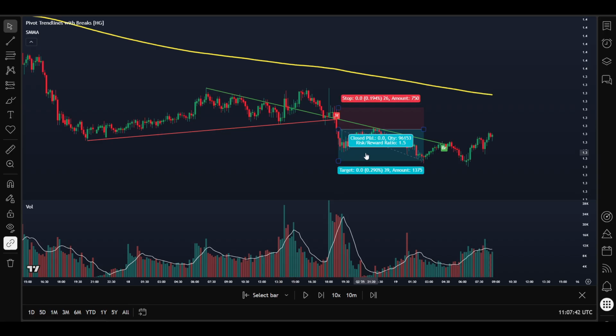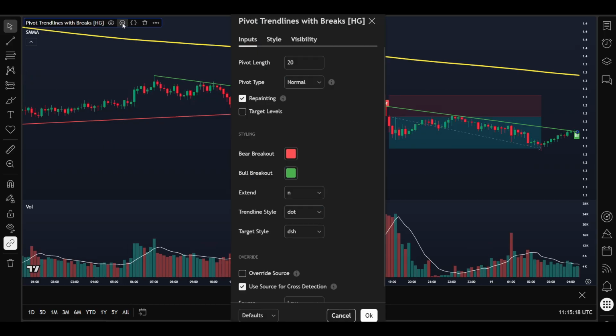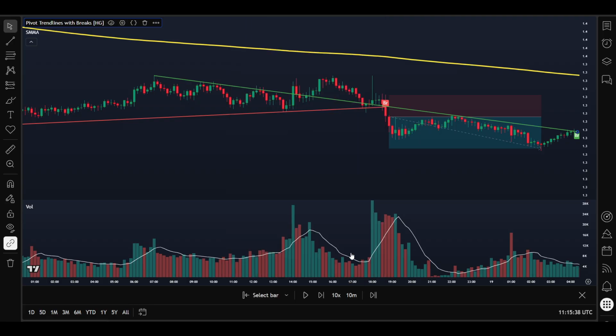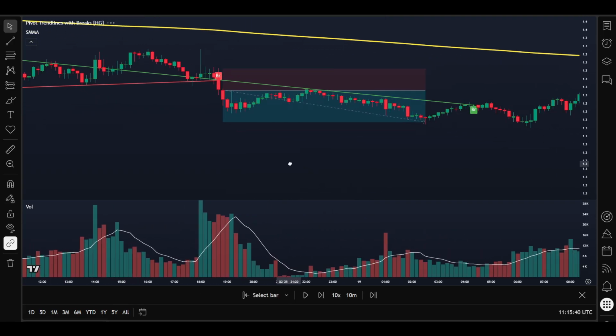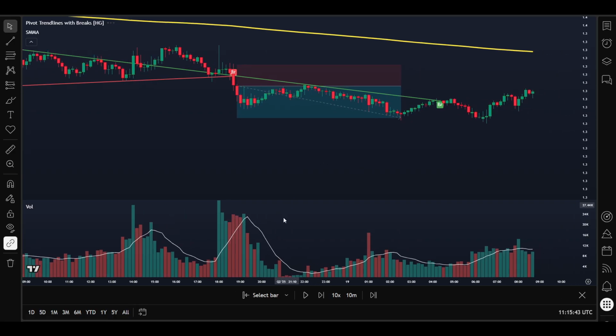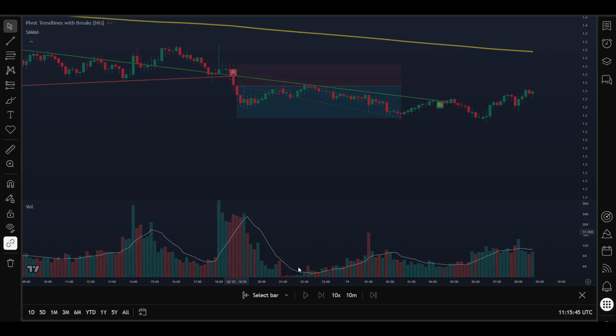The edge is from taking only regime-aligned breaks with confirmed volume and keeping risk per trade fixed. Tips and finer points. If you want fewer signals, increase pivot length. If you want earlier flags, decrease it, or test the fast pivot type on replay data. If you trade very fast charts, disable repainting so the BR only prints on closed bars. Avoid breaks that occur directly into major session opens without volume confirmation. If the volume bar is below its MA at the break, wait for the next qualified sequence.